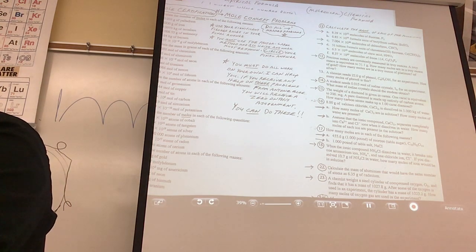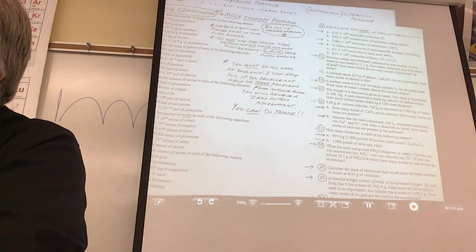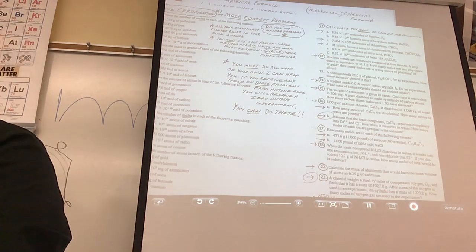I think one of the hardest ones is 16B. Okay, and I'll do one more too. And if you want to do 23, I can do that too. Yes. So I know I'm going to do 16B, and I know I'm going to do 23. I love those. But is there another one? 18?